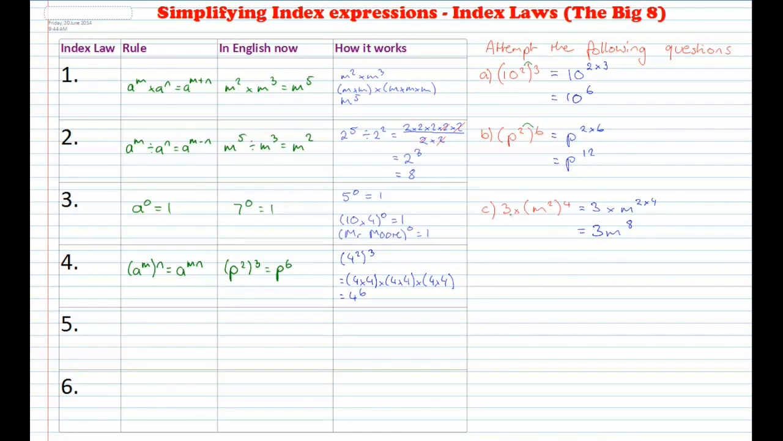Now this one's a little bit more challenging, but not too much. You've got 3 times, in brackets, m squared to the power of 4, so you do the 2 times 4, and you leave your 3 out the front, so you get 3 times m to the power of 2 times 4, which is equal to 3 times m to the power of 8, or 3m to the power of 8.